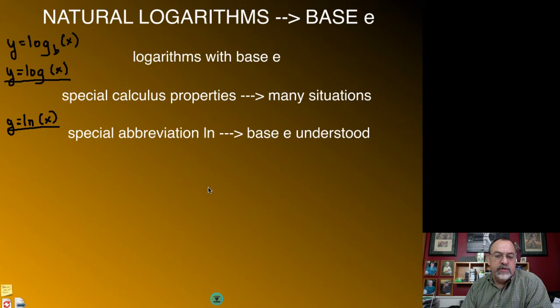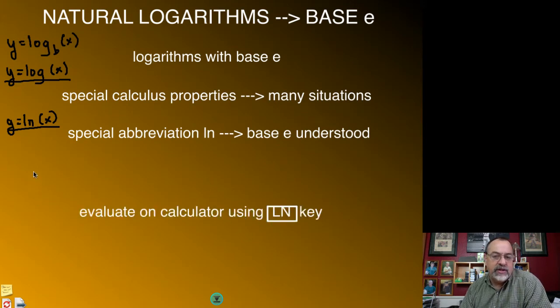And on our calculators, we do have an ln key, so we would use that if we were using our calculator to evaluate some kind of expression that had a natural log in it. So those are the two bases that you need to be aware of: the common logarithm where the base is 10 and the 10 is understood, and the natural logarithm where the base is e, and when you see the expression ln, we know that it's natural log and that the base is e.